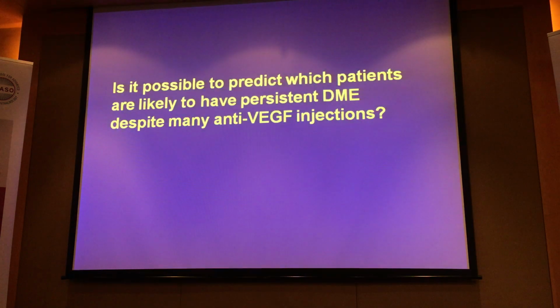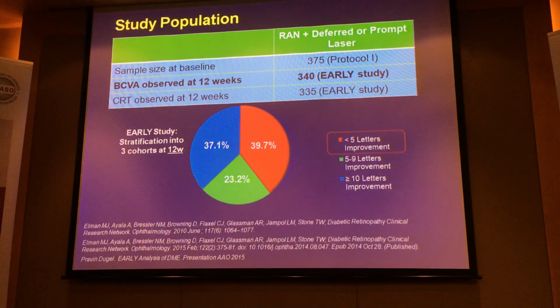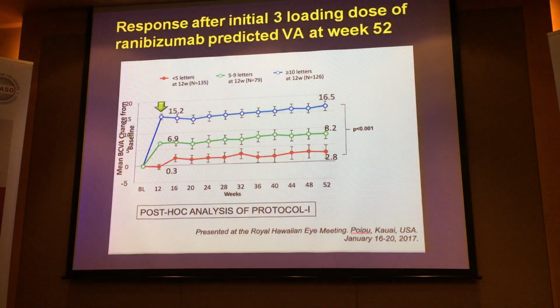So that's on the one hand, right? Those who do not switch, they don't recommend switching. On the other hand, the other side of the coin is that there are some specialists who now think that there may be early predictors of response. Okay, so there was a trial which is an analysis of protocol I. So using the same data from protocol I, this is by Praveen Dugal's group, that looked at 5-letter improvement, 5 to 9, and more than 10-letter improvement in the first 3 months of initiation of therapy. So this is after loading dose.